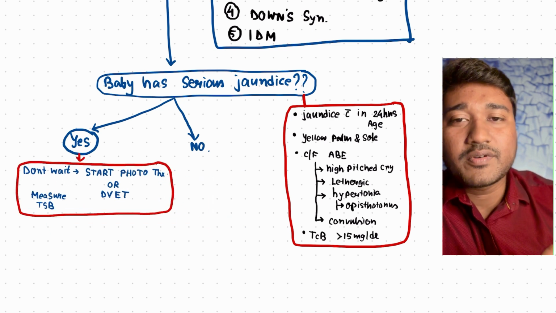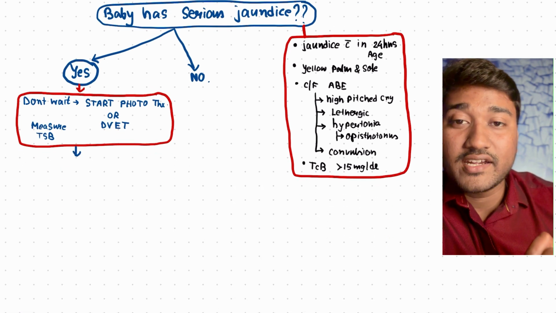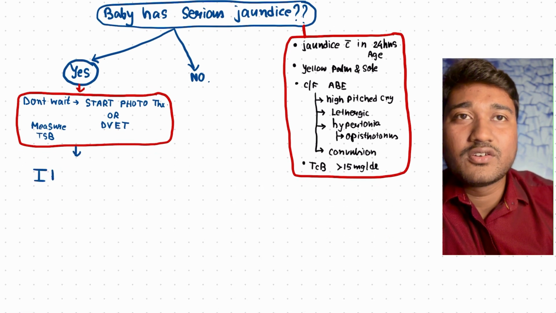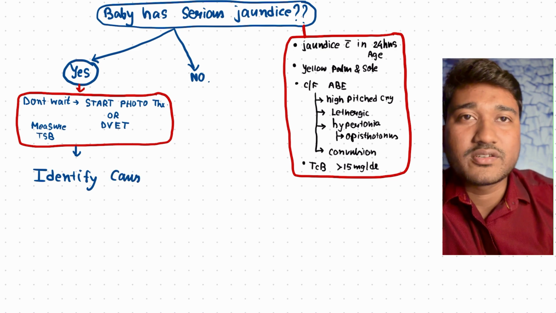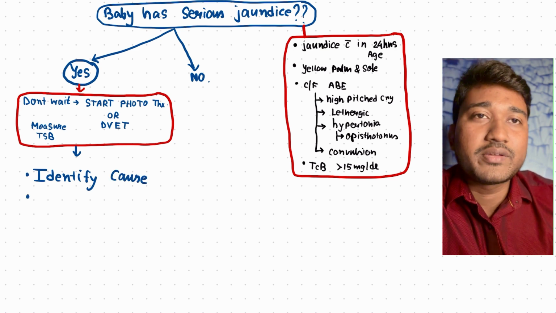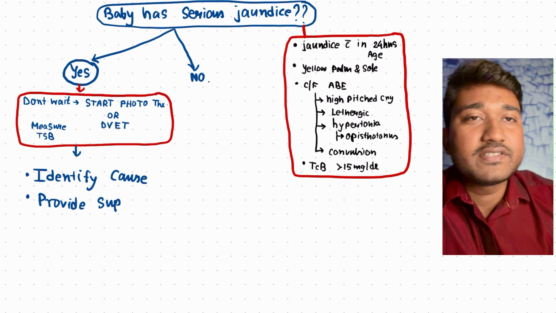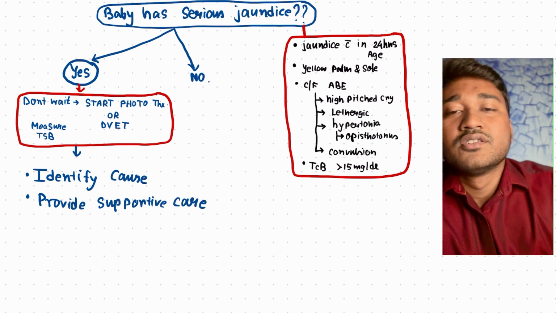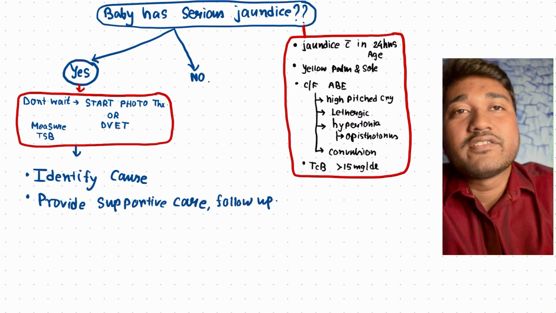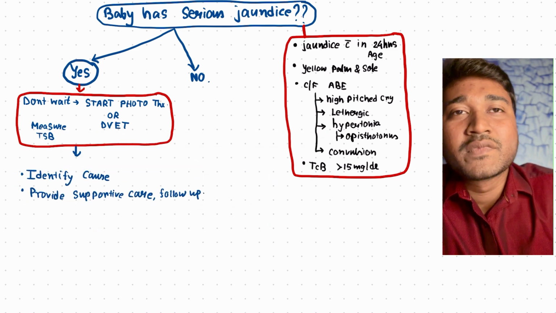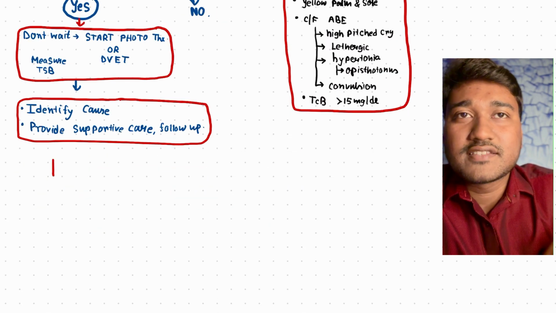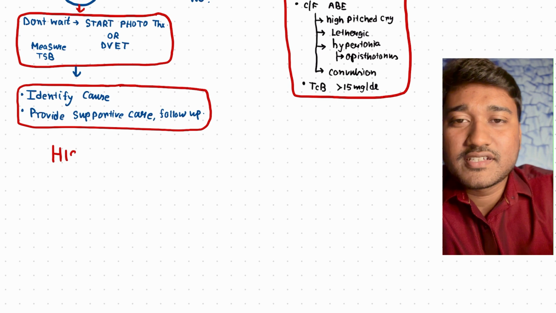And the second step of this management is, of course, to identify the cause. You will not be treating only this patient. You need to identify the actual cause of it, and also provide supportive care and follow up to these babies. Okay. So, how will you identify the cause? It can come from history. Okay. So, what are the things that we will ask in the history in this patient?